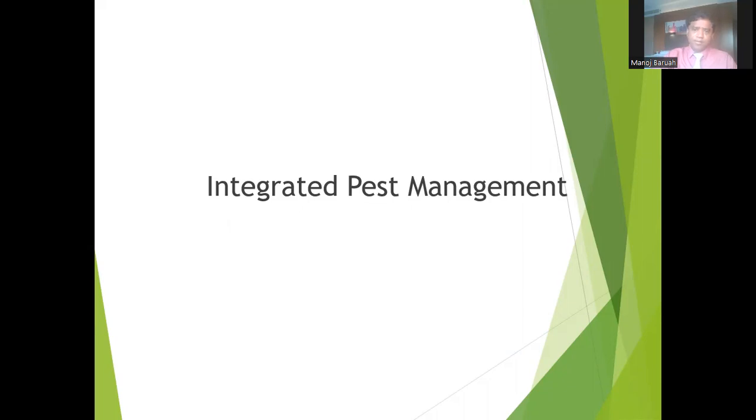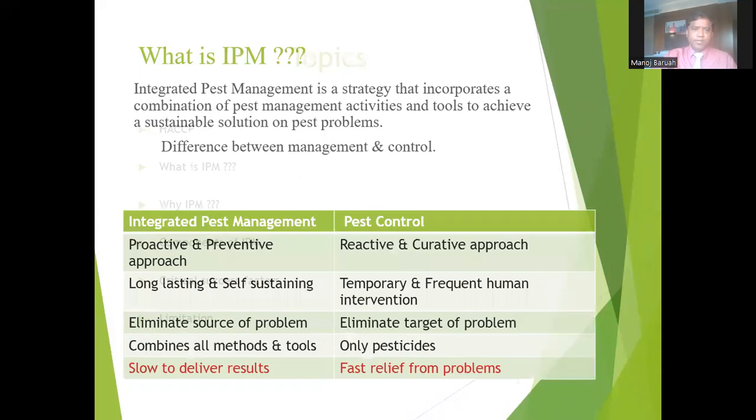So let us get what is IPM. Integrated pest management is a strategy, you can say, that incorporates a combination of pest control activities and tools. Now to understand it far better, we need to find out the differences between integrated pest management and pest control. What is pest control? What is the difference? IPM is a bit of an advanced stage of pest control.